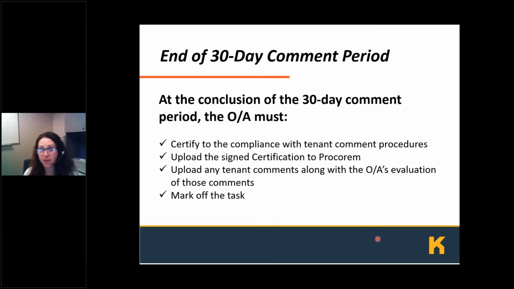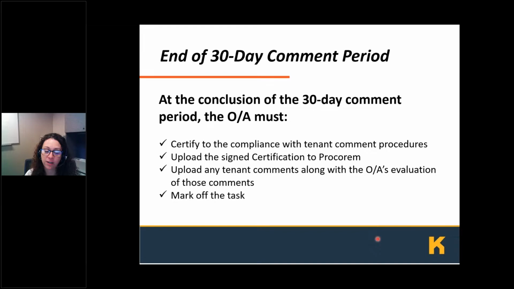Now, at the end of this 30-day comment period, you, as the owner agent, are going to need to certify that you've followed the tenant comment procedures. So basically, you've got to promise and sign a document saying, yes, I did all of this stuff. We're going to go into what all of this stuff is here in just a moment. So at the end of that 30-day comment period, you'll certify to the compliance.